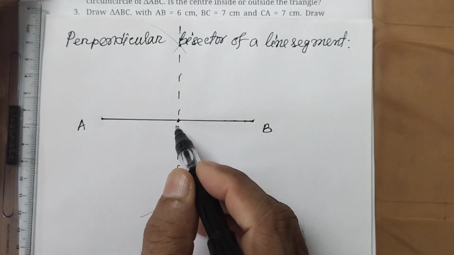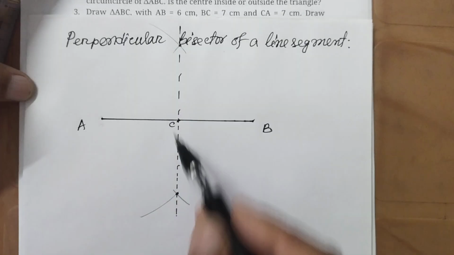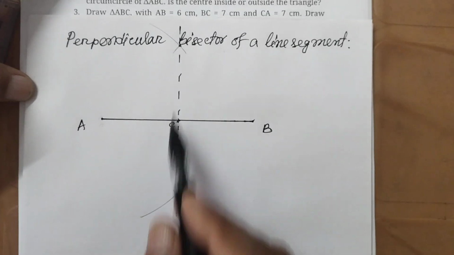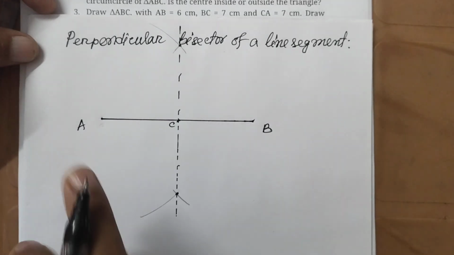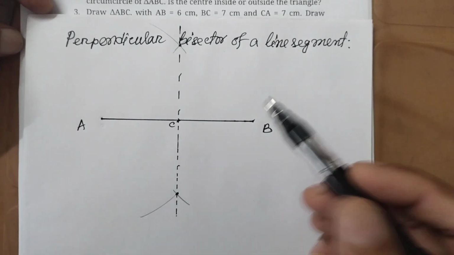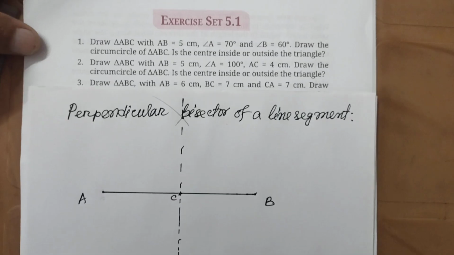And this is the point, you can say this point C. The dotted line is the perpendicular bisector of line segment AB. This one you learn first nicely because it is required in almost every question in this exercise 5.1.